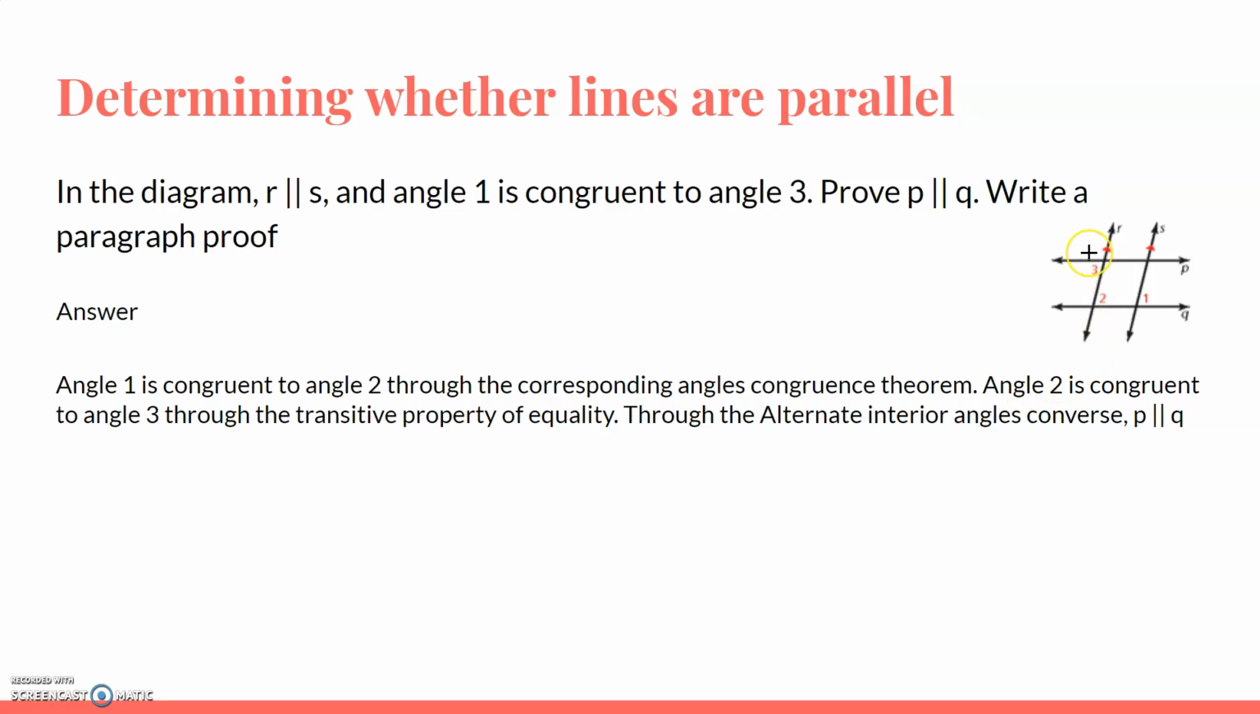Angle 2 is congruent to angle 3 through the transitive property of equality. We know that angle 1 is congruent to angle 3 and angle 1 is congruent to angle 2. So through the transitive property of equality, angle 2 is congruent to angle 3. And then through the alternate interior angles converse, line P is parallel to line Q.